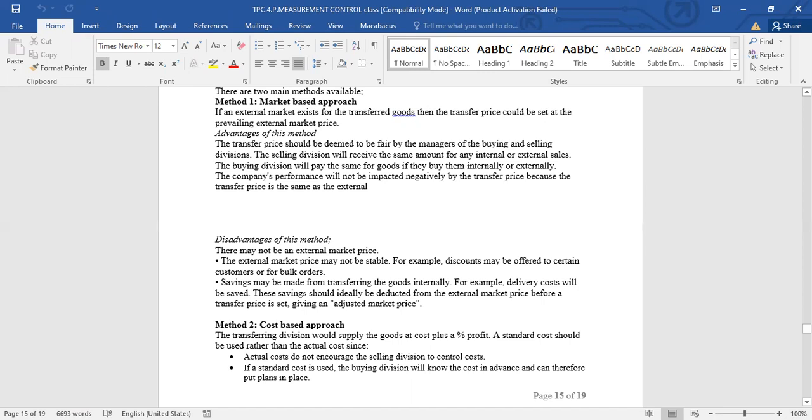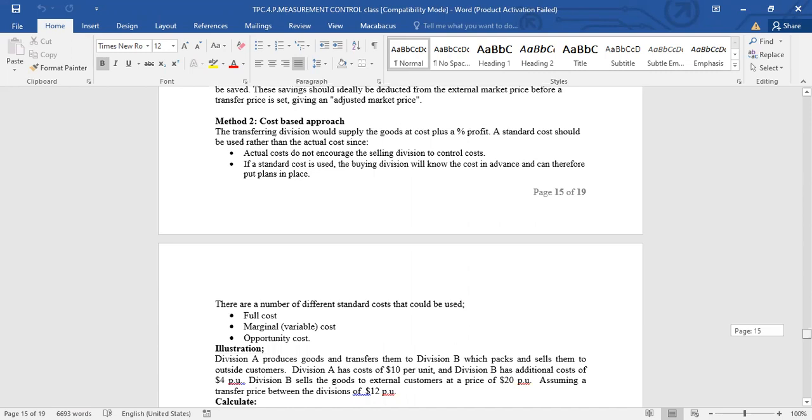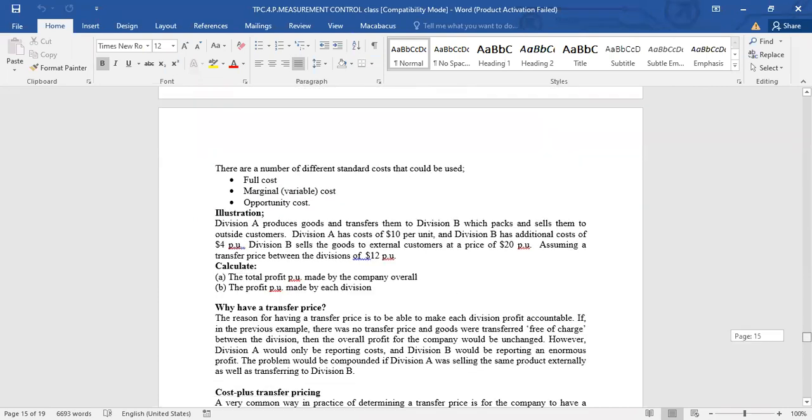Then the second way we do it is the cost-based approach. This one we looked at before in pricing. A cost-based approach means that you look at the cost you have incurred in coming up with a good, and then you add something on top, what you call a markup, for a profit, and then the total becomes the selling price or the transfer price. Costs vary because you have full cost, marginal cost, and opportunity cost. So depending on what they tell you is what you apply.